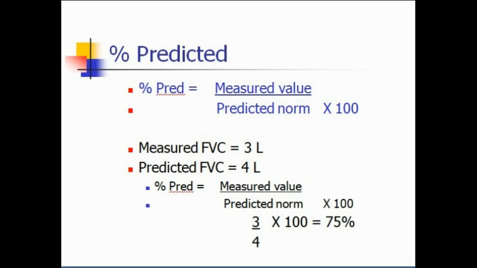For instance, if we measure the patient's forced vital capacity to be 3 liters and the predicted was 4 liters, it would be 3 over 4 times 100, which gives us 75%. So this measurement is 75% of normal. And what we'll find out later is usually anything under 80% is considered an abnormal condition.